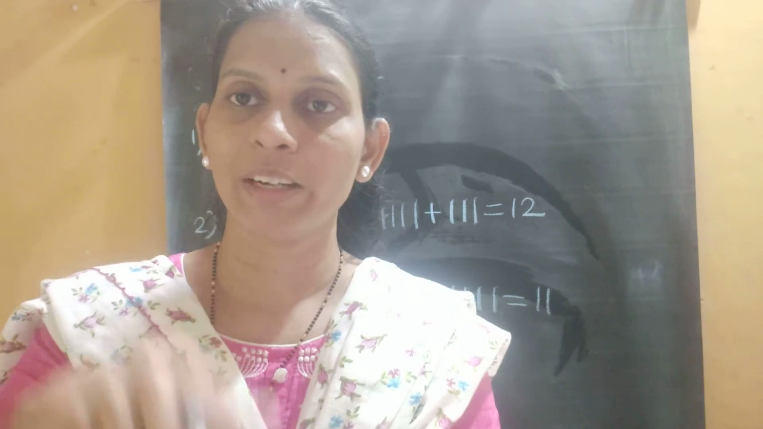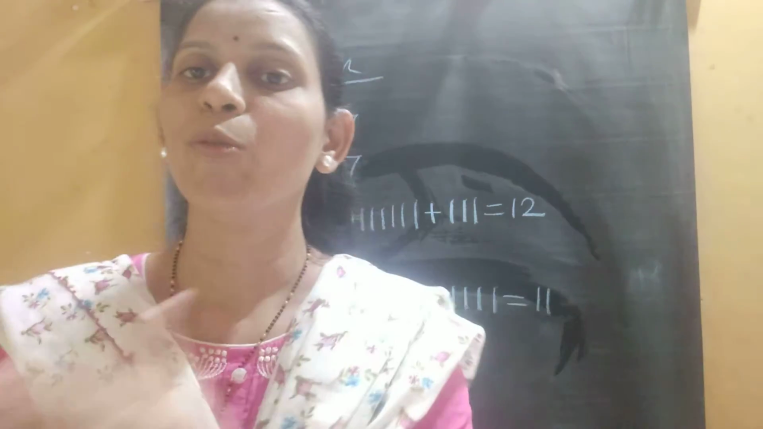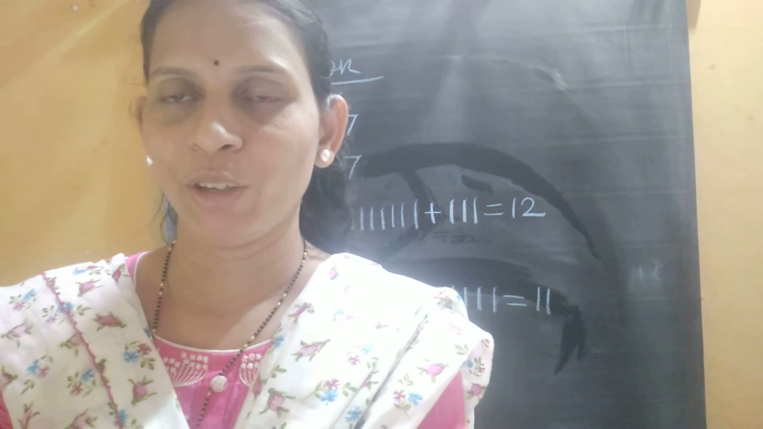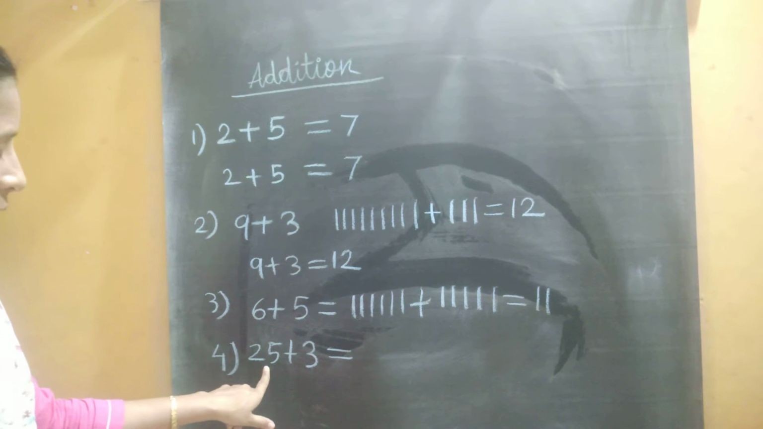You have to draw first 25 lines. Then you will draw 3 lines. And again from 1 you will start counting. Okay, from 1. But it takes more time. So what is the best method?